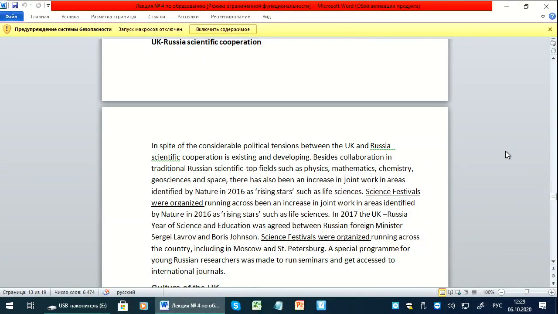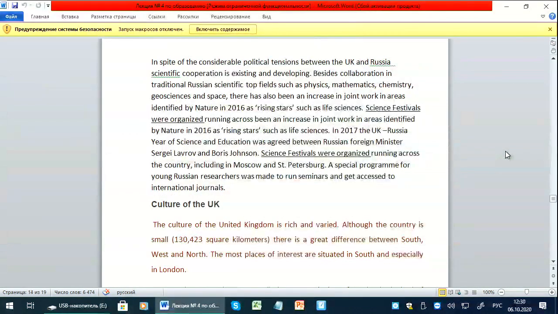In 2017, the UK-Russia Year of Science and Education was agreed between Russian Foreign Minister Sergei Lavrov and Boris Johnson. Science festivals were organized, running across the country, including in Moscow and St. Petersburg. A special program for young Russian researchers was made to run seminars and get access to international journals.